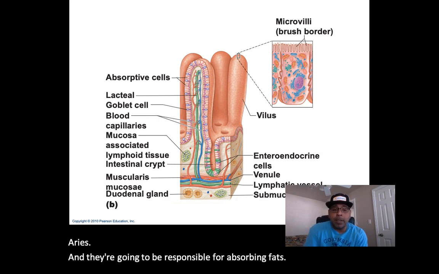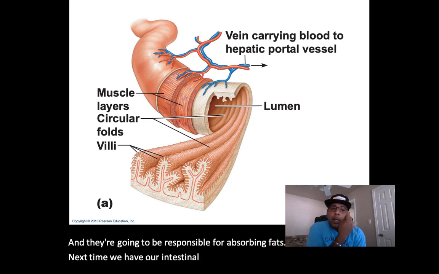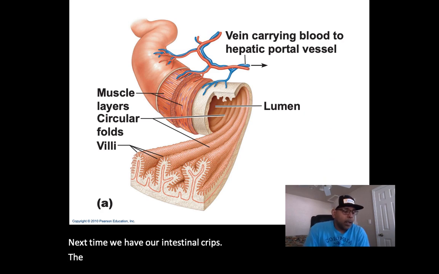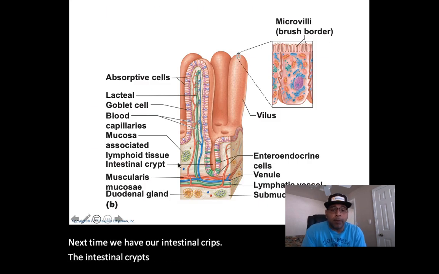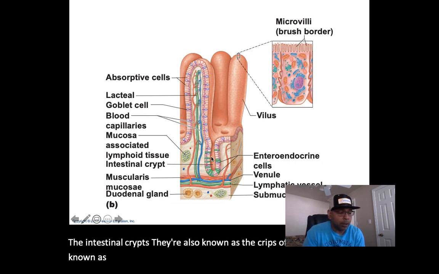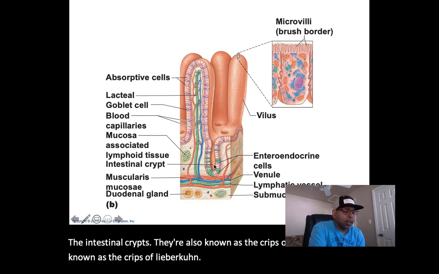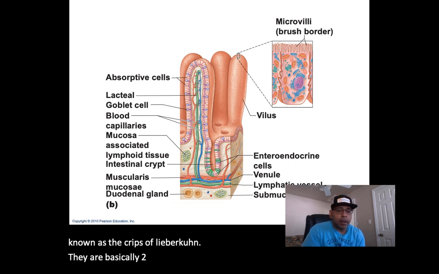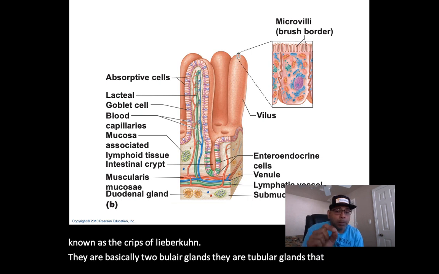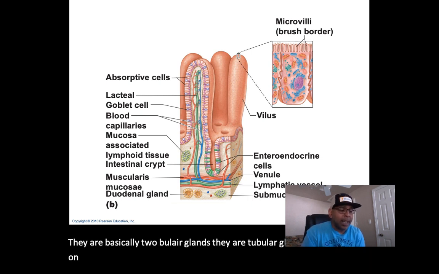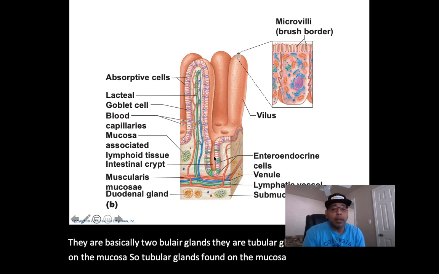Next we have our intestinal crypts. The intestinal crypts are also known as the crypts of Lieberkühn. They are tubular glands found on the mucosa between the villi.